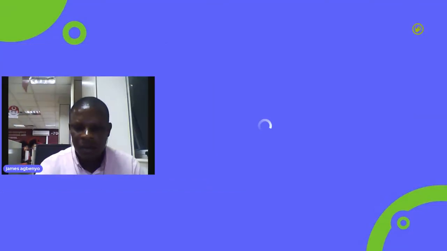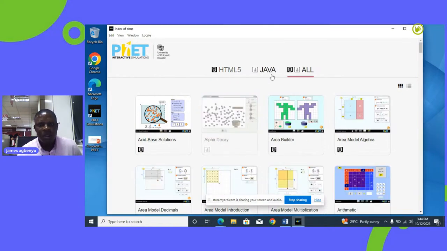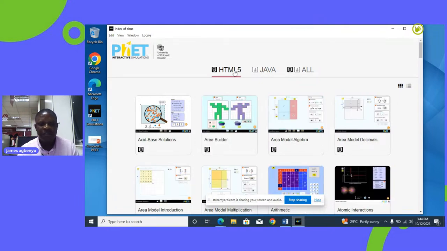Okay, so I hope my screen is visible now. These are the simulations. We have HTML5, we have Java, and then this one is for all. If you want the Java simulations to be functional on your laptop, then you must also download Java. But for now, let's look at the HTML5 simulations.